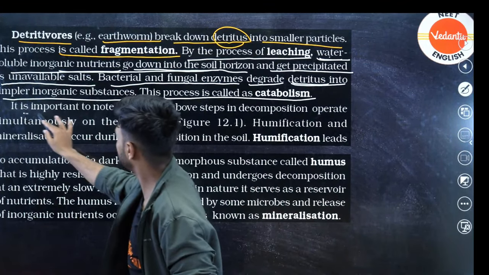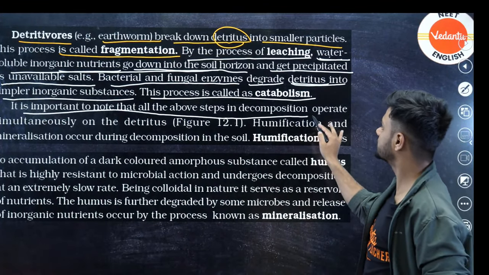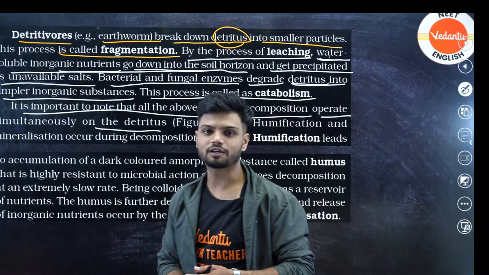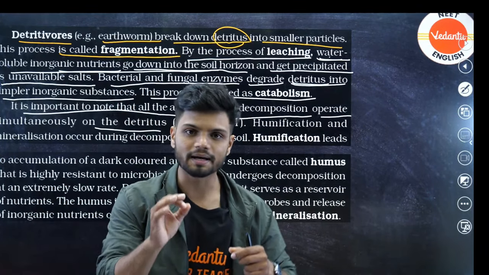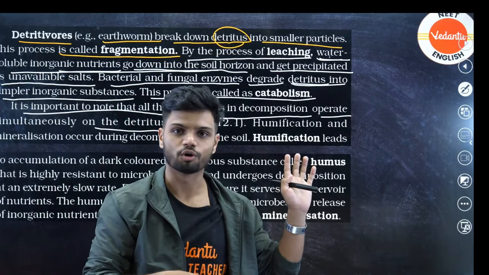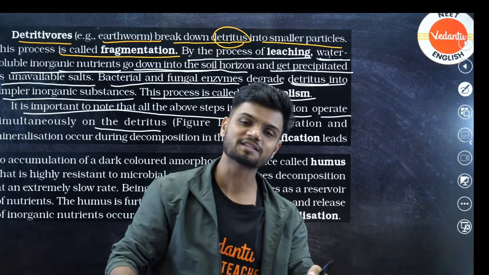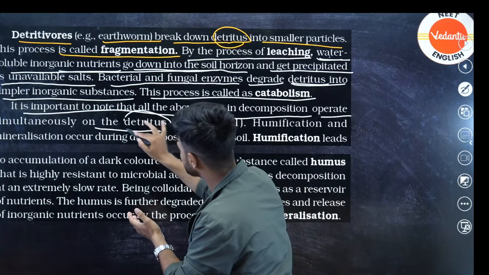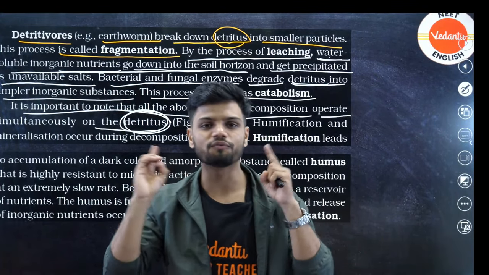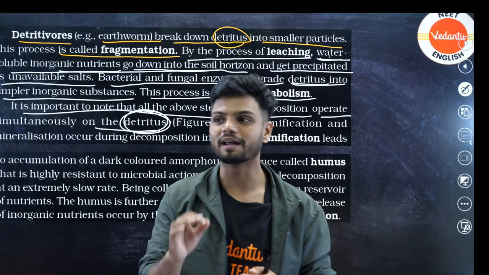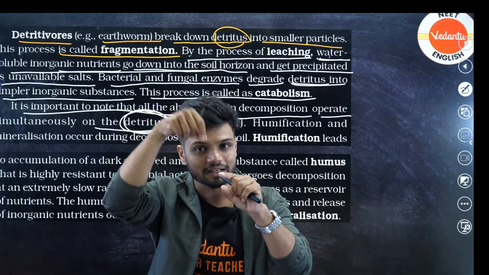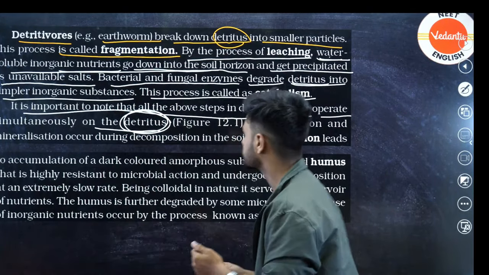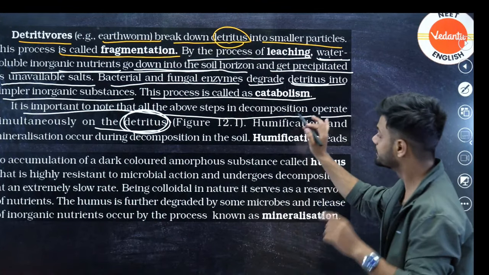It is important to note that all the above steps of decomposition operate simultaneously on the detritus. Like in birthday bumps, what do you do? Will one person give one kick and go back? No. You take one person and all of you hit together on the birthday boy. This birthday boy here is detritus, and all the friends are hitting him at the same time, that is, all the detritivores are working simultaneously on the detritus. All these reactions are happening simultaneously.